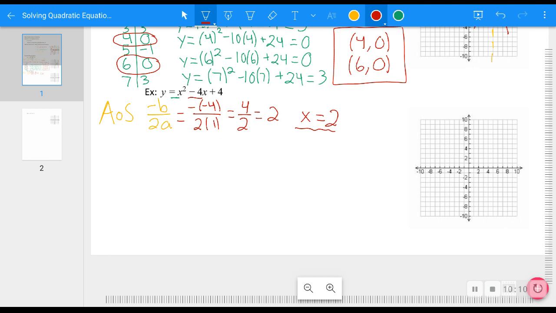And then if you just go over 2 and make a vertical line, this line you don't have to graph. I'm just putting it on there so you guys can see it. It's a little helpful. Then we'll find our vertex.